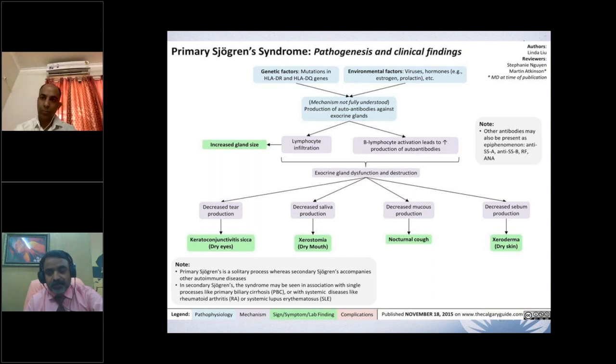Decreased sebum production will lead to dry skin. If we inquire about dry skin, these patients definitely have dry skin also, but these are subtle features, and the patient usually answers only after we ask leading questions.